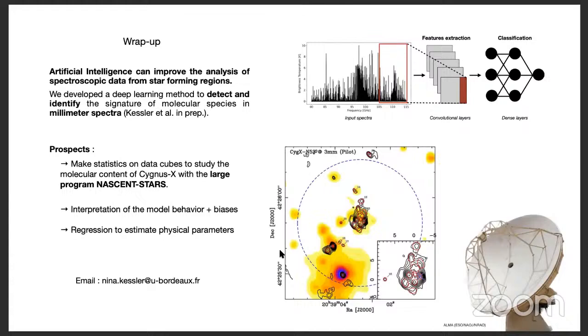To conclude, I hope that I convinced you that machine learning can be useful to automatically extract information from millimeter and submillimeter spectra. We want to use this model in the short term in the frame of the large program NASCENT stars. Of course, we really want to go deeper in the model interpretation because it's very important to understand the behavior, and we also want to go towards regression.